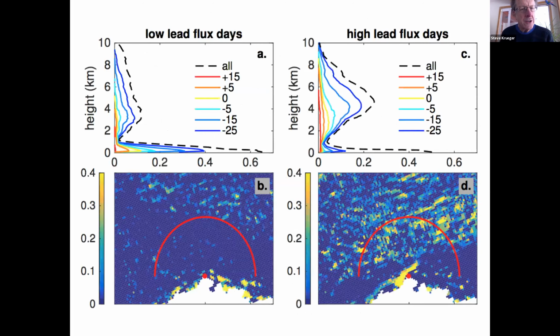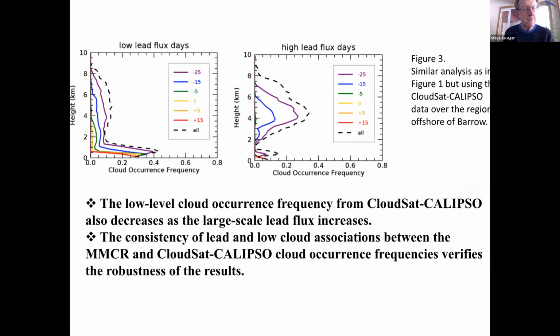And here are the results. On the low lead flux days, shown on the left, we have a fairly high frequency of low clouds. That's the peak at the lowest levels below 1 kilometer. And on the high lead flux days, the cloud occurrence is less. This is counterintuitive. When we started this, we thought we'd see just the opposite. We also have similar results from CloudSat here. And that's it.